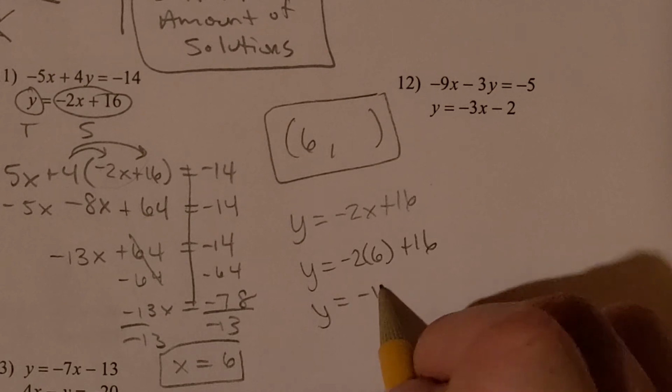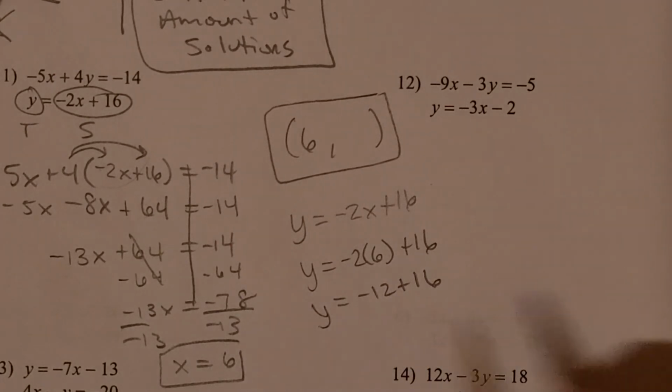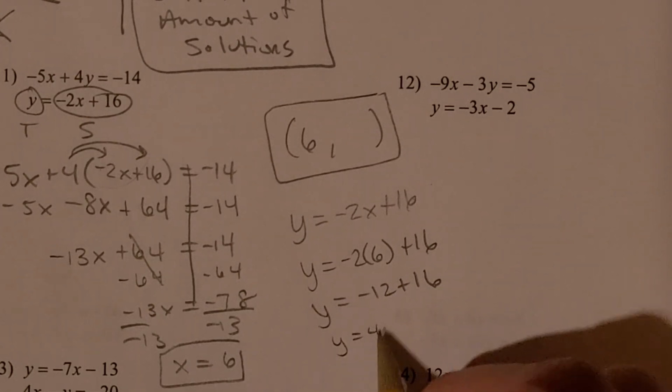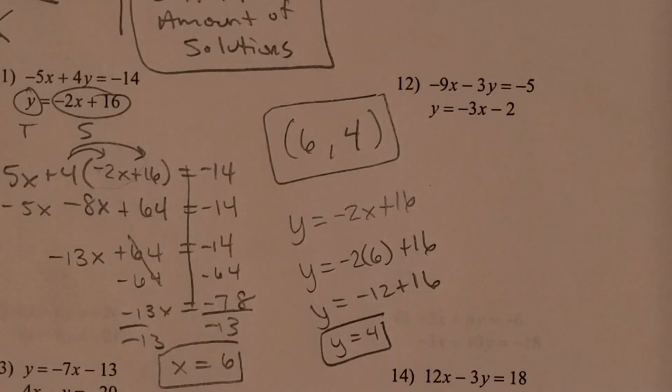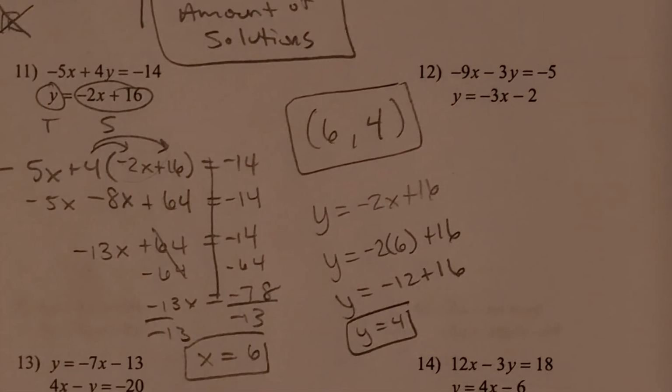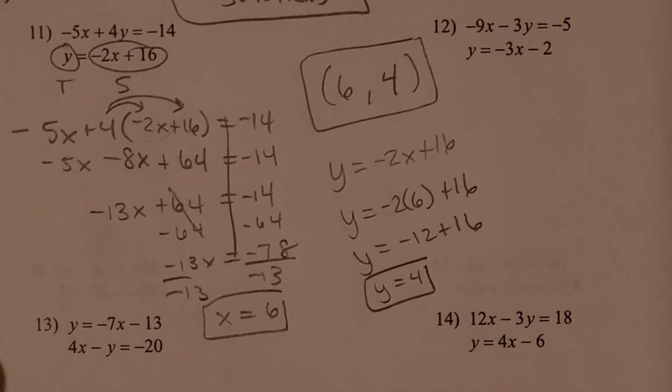Negative 2 times 6 is negative 12. Negative 12 plus 16 is 4. All right, so it took us like 7 seconds. Still not bad. My answer here being 6, 4.